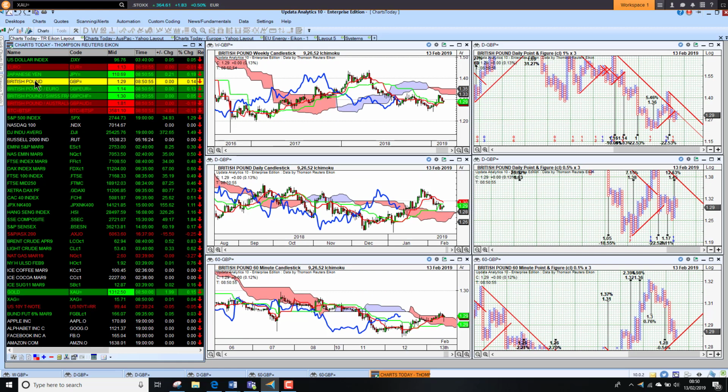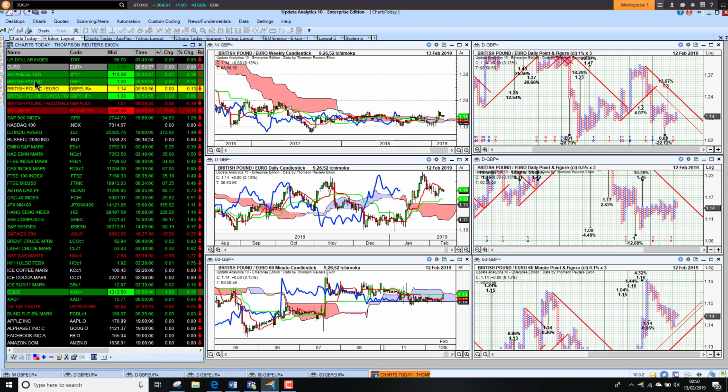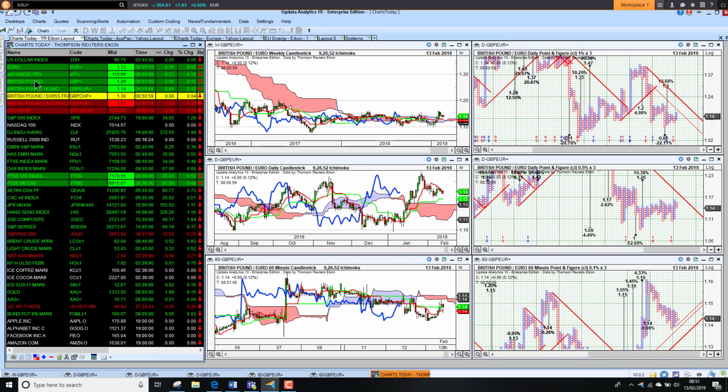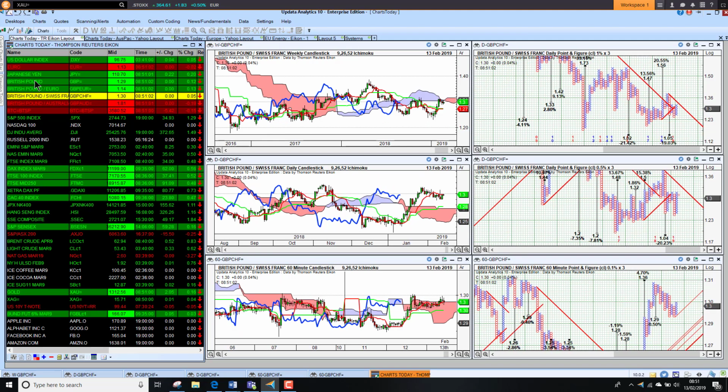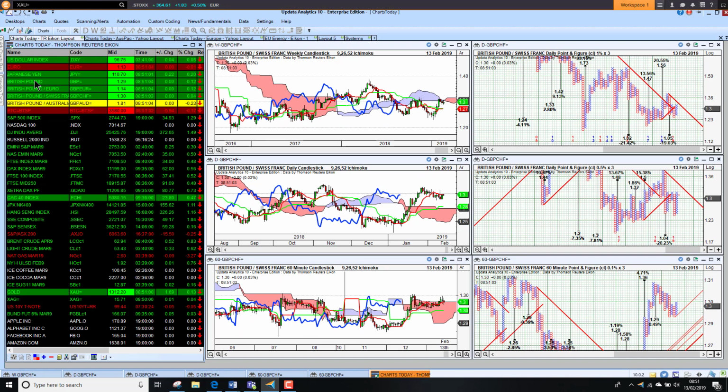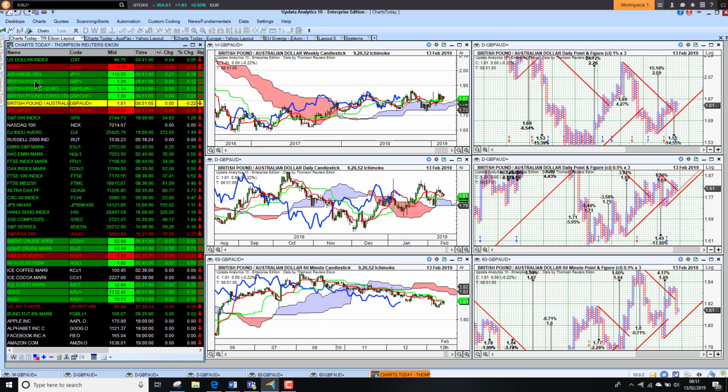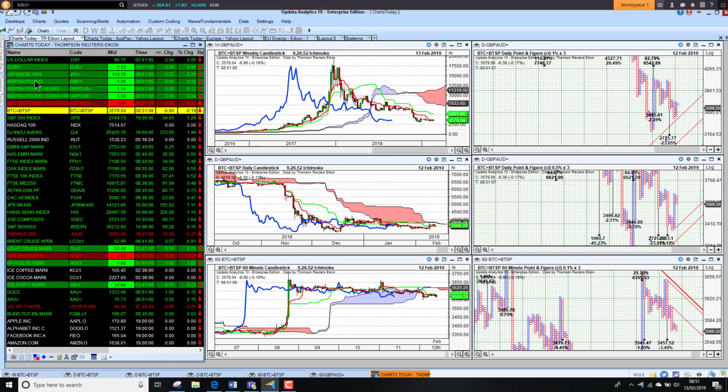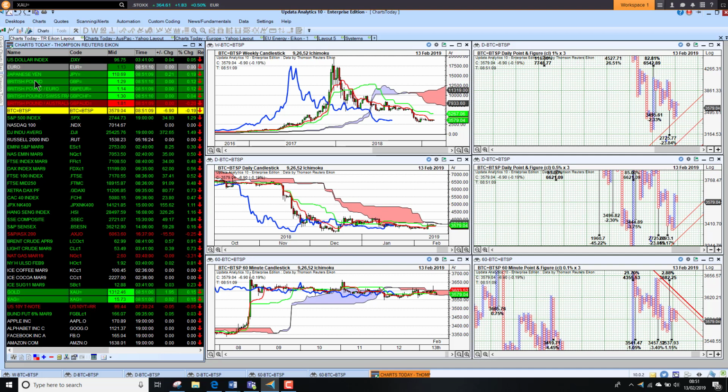Sterling, we're seeing bearish against that stronger dollar. Against the euro, we're actually fairly flat. Against the Swiss franc, also fairly flat and bearish, and against the Aussie dollar, just turning more bearish. Bitcoin continues to fall, so not much change there.